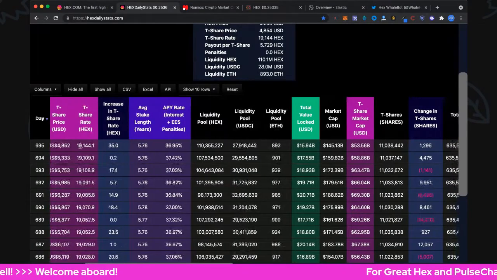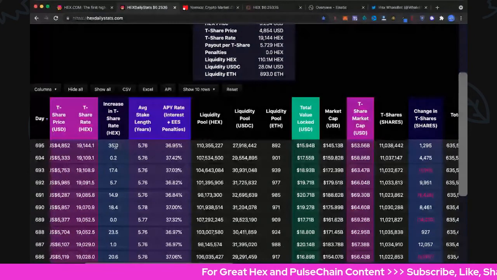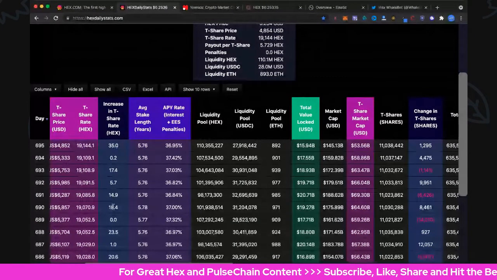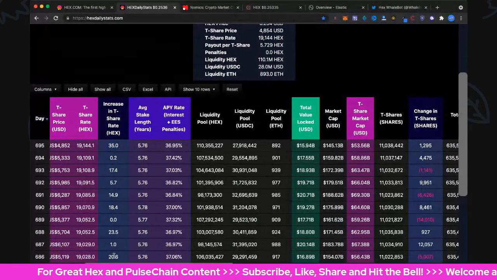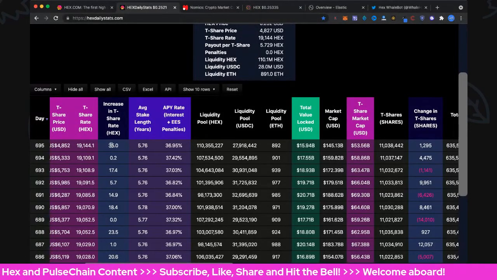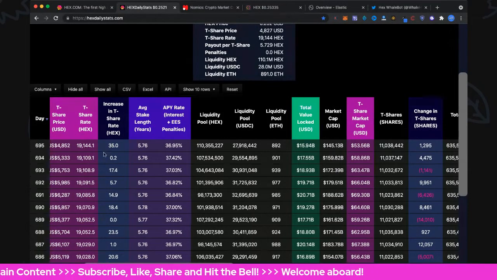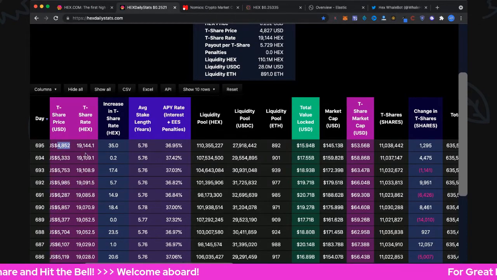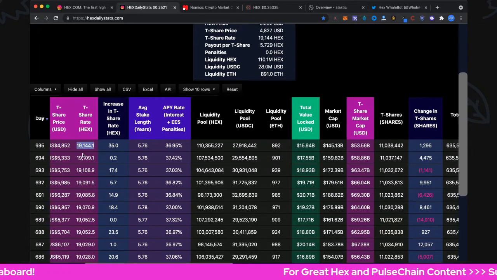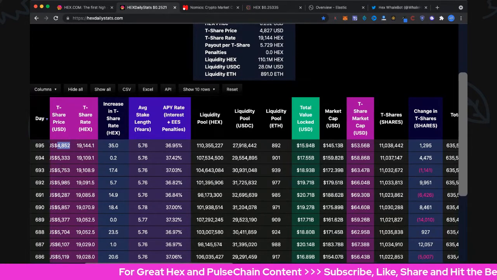T-share rate is now 19,144. Wow. Up 35 to date. That's a big increase over the last 10 days. We've had some nice little increases. You're asking why I say this is nice? Well, because it makes it more expensive to get a T-share. And so two things affect the T-share price, even though it's cheaper today at 4,852. One is the Hex share rate, and the other one is the Hex price. That's what determines the share price when you're trying to get a T-share.